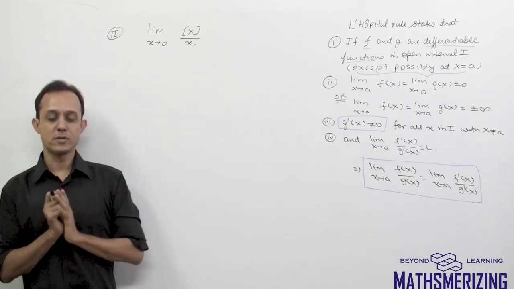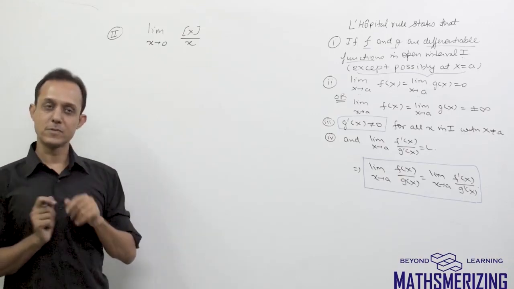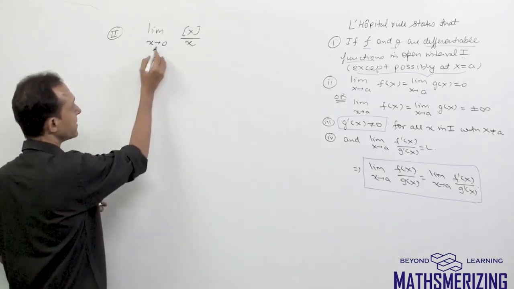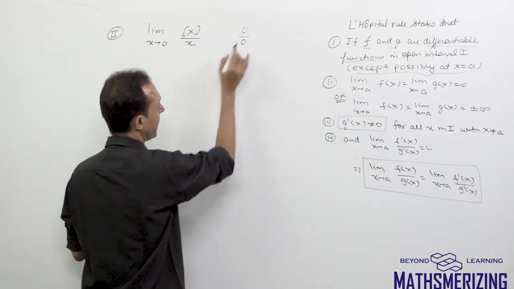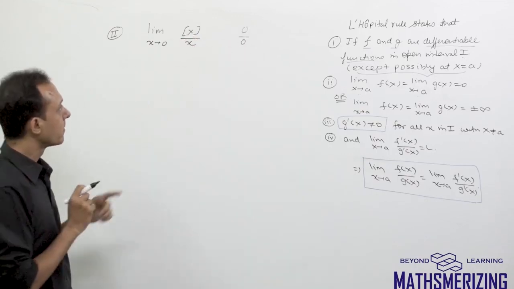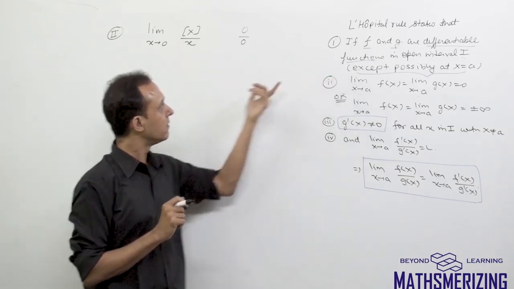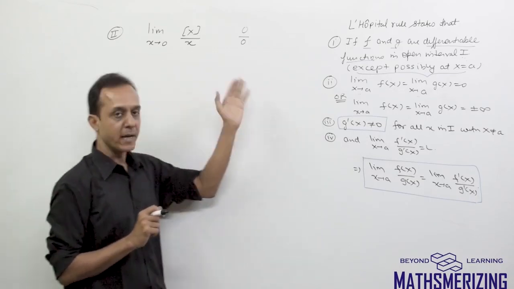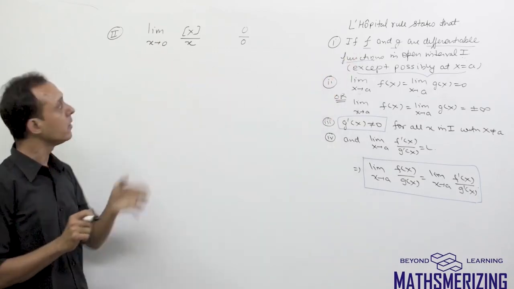Now I'll try and solve this question, and beforehand I'm going to tell you I'm going to solve it in a wrong way. So when limit x tends to 0, the greatest integer function of 0 is 0, x is 0, so it is 0 upon 0 form. Now this greatest integer function of x is not differentiable at 0, but we don't mind. So we'll take up any interval between minus 1 and plus 1, and we can still apply L'Hopital's rule.